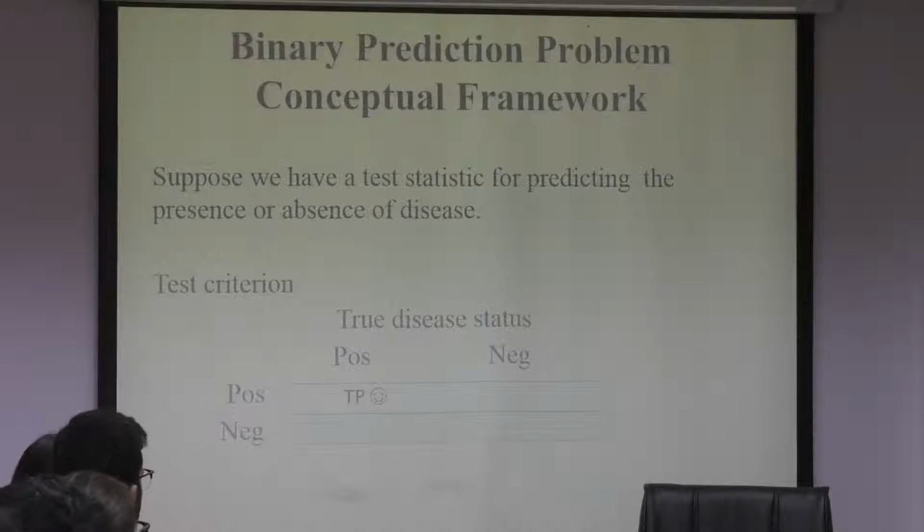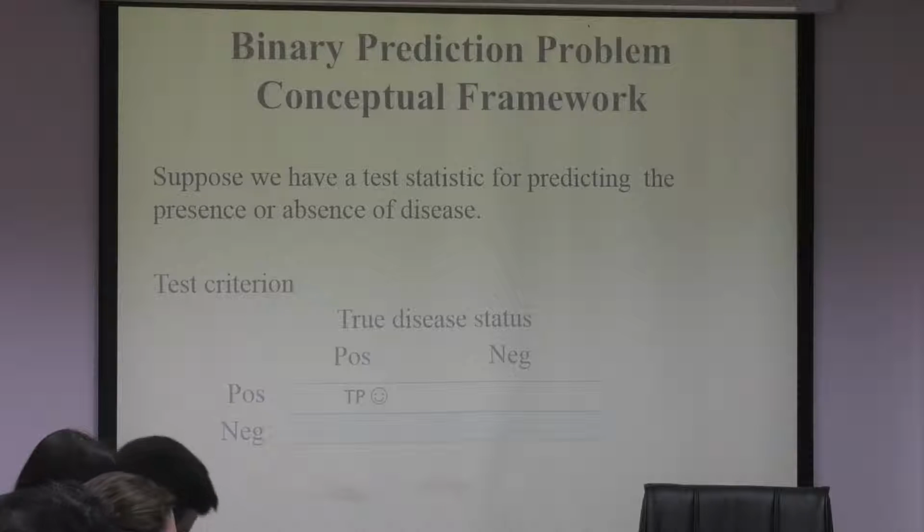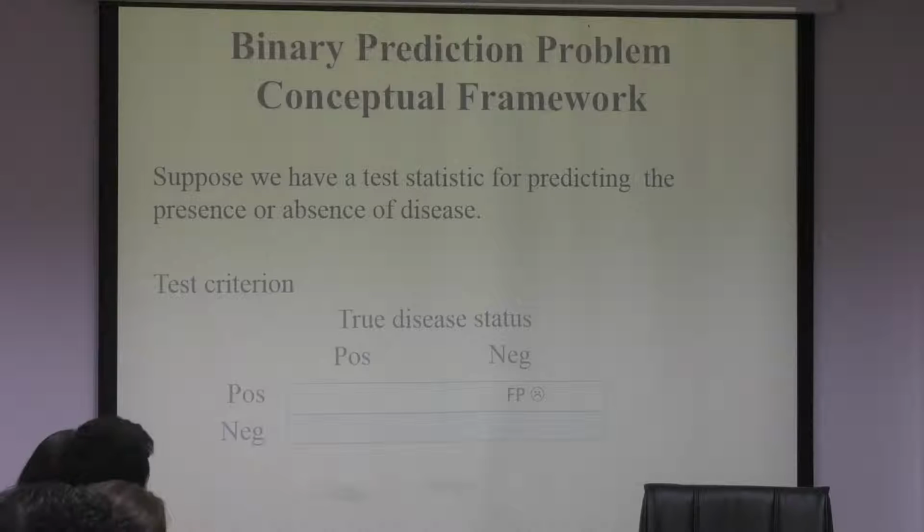So if we test a person and according to the diagnostic test, he or she is positive, and in fact they do have the disease, then it is a true positive. And if they have positive results, but in fact they have negative disease status or they are not diseased, it will be false positive. If we have a negative test, but the person has the disease, it's false negative. And finally, it's true negative if the person turns out to be negative and in fact they do not have the disease.